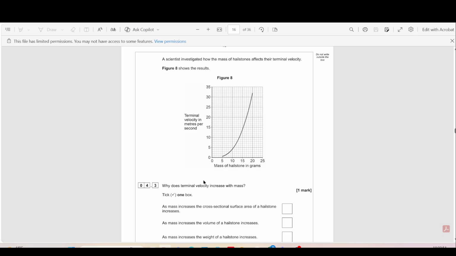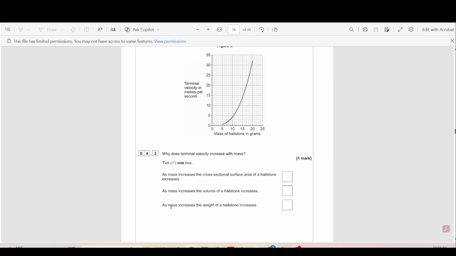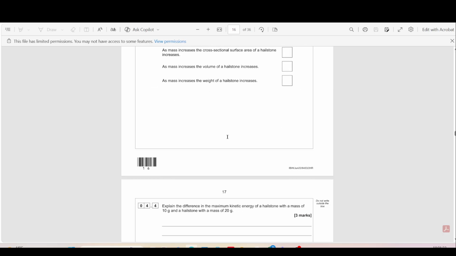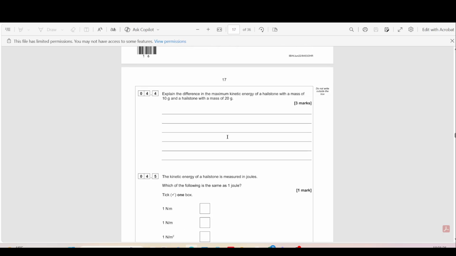Scientists investigate how the mass of hailstones affects their terminal velocity. Figure 8 shows the results. Why does terminal velocity increase with mass? As mass increases, the volume increases. No. As mass increases, the weight of the hailstone increases. Yeah, this option is correct. You can see it here in the graph.